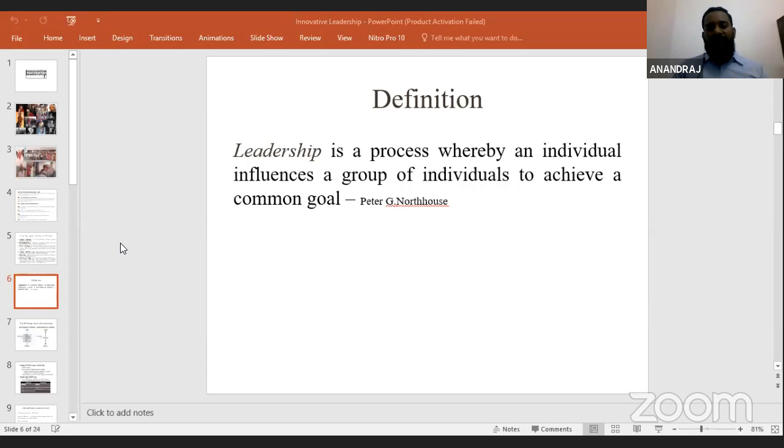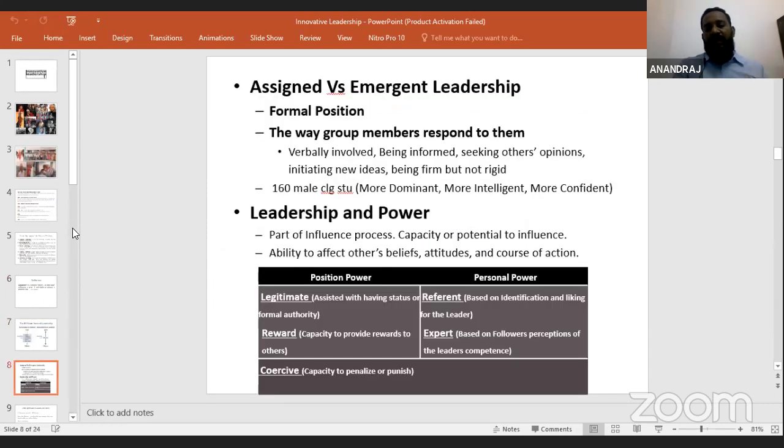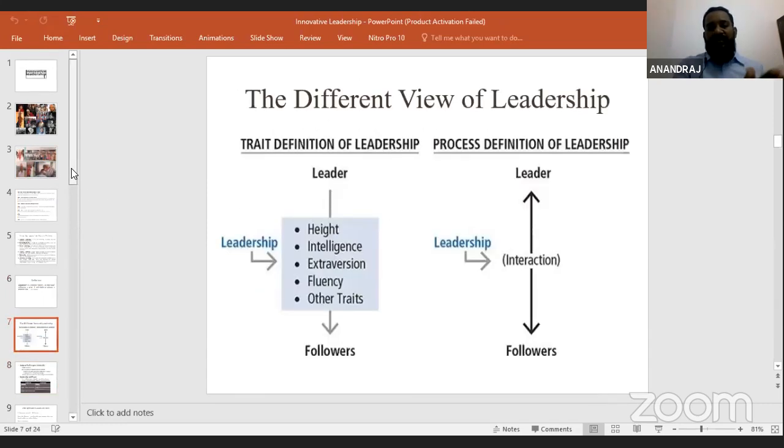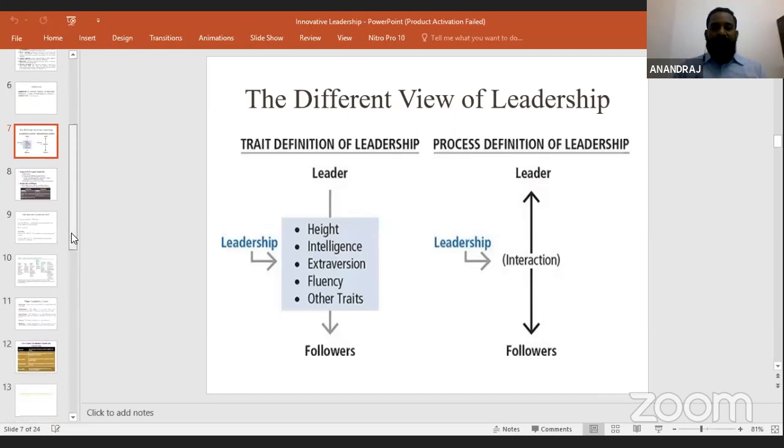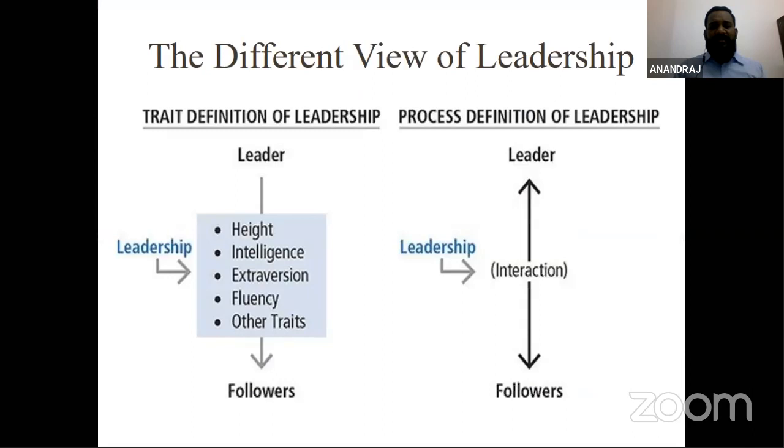We'll be looking at different views of leadership. We have the process, and we are going to compare it with the traits. The trait is the inborn quality of a leader, whereas it is the process which influences the leadership with the followers. There is a difference between the trait and the process.